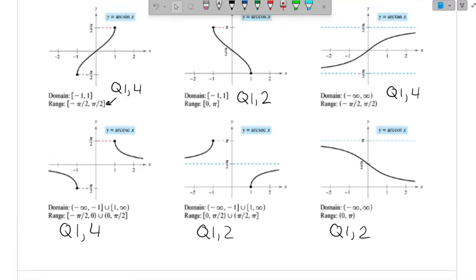Essentially, you are using one positive quadrant and one negative quadrant. What I mean by that is the sine function is positive in quadrant 1 and negative in quadrant 4. That's the reason that will work as a restriction. And the same thing can be said for the other 5 trig functions.